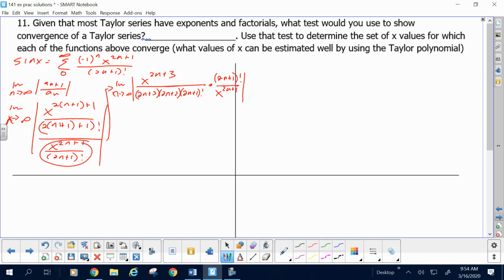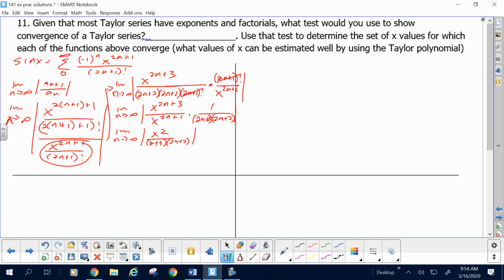Now if I do a little cancelling there, now I need to figure out the x's. X to the 2n plus 3 over x to the 2n plus 1. By the rule for subtraction of exponents, if I take the top minus the bottom exponent, then that amounts to x squared over 2n plus 3 times 2n plus 2. Okay?